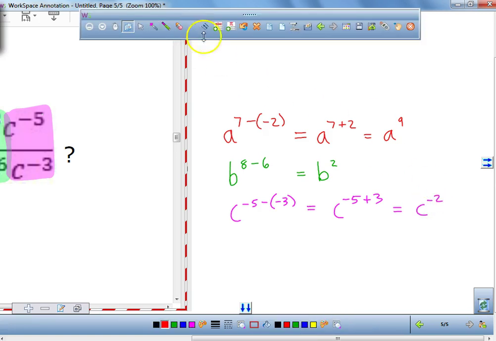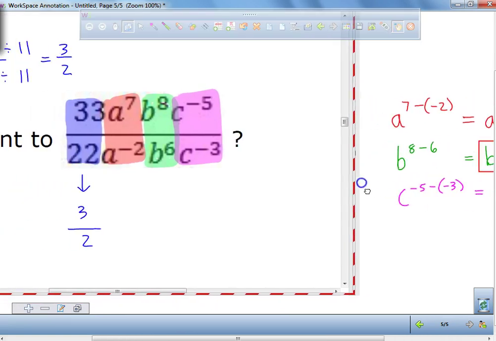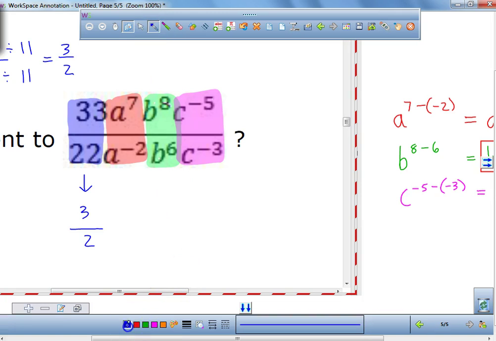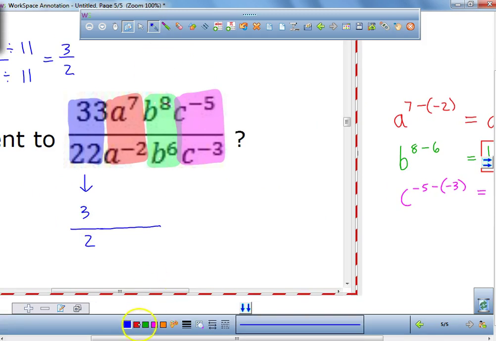So, everybody, we're going to take those answers and watch where I'm going to put them. A to the power of 9, B to the power of 2, C to the negative 2. I'm going to extend this a little bit longer right here. So, what are we going to first use? A to the power of 9. Then B to the power of 2. And C to the power of negative 2.